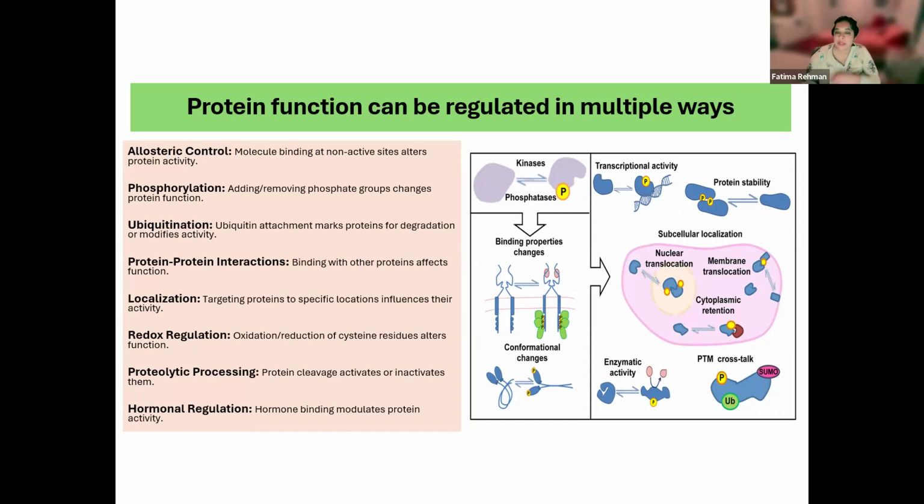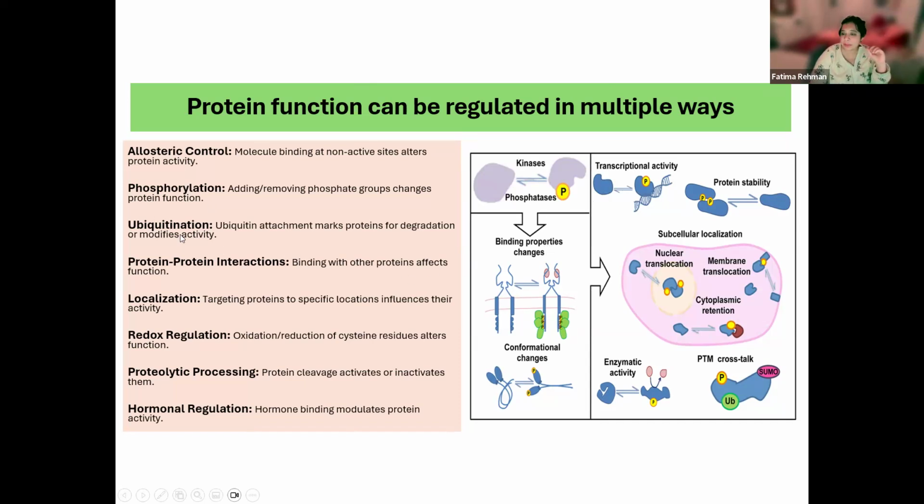Another way is through phosphorylation. So there are kinases and phosphatases: kinases add phosphate groups to a protein, phosphatases remove them. And through doing that, they can change the functional properties of the protein by changing its binding site.